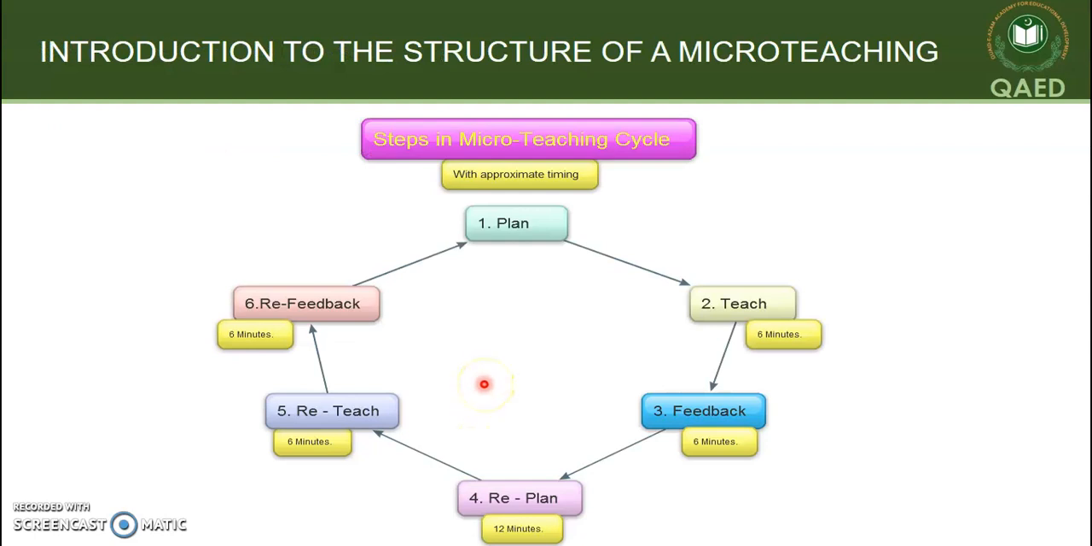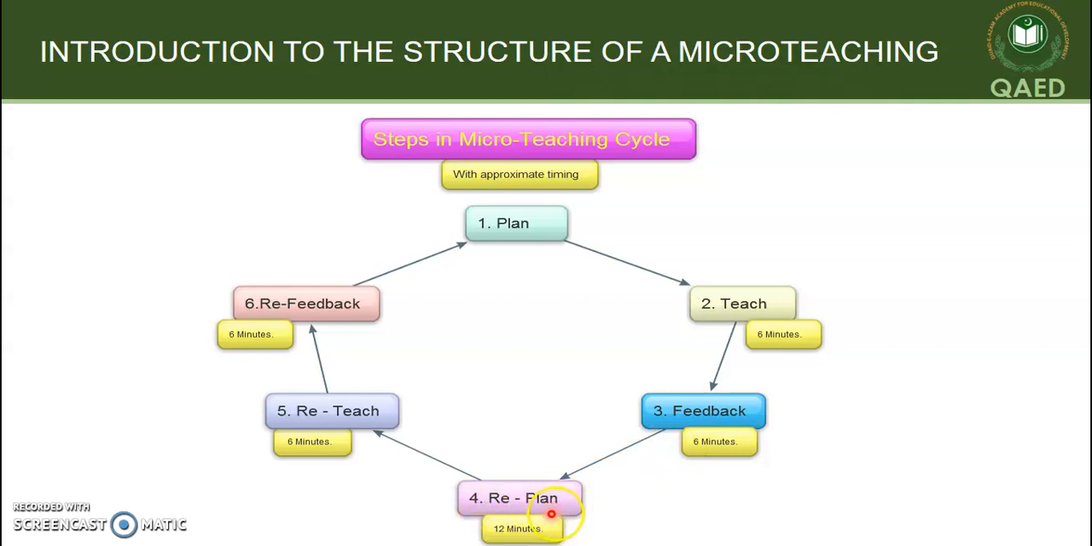Micro-teaching is a cycle, and there are 6 steps in the micro-teaching cycle. As you can see, a cycle on the screen. This is the micro-teaching cycle. The first step is plan. It means that the teacher plans the lesson in the first step. The second step is teaching for 6 minutes. In the third step, the teacher takes feedback from the peers or the students within 6 minutes or less.